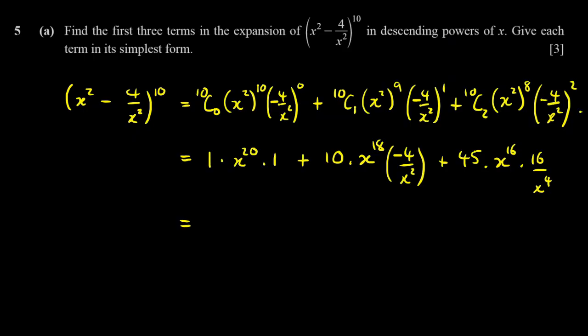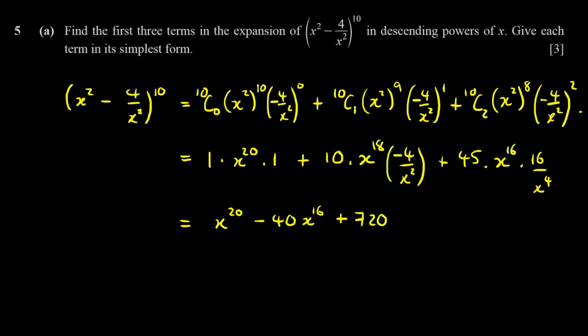So now if I multiply these things out, I've got x to the power of 20, minus 40, because 4 times 10, and then x to the power of 18 divided by x to the power of 2, that's x to the power of 16, because I subtract the powers. Lastly, I've got 45 times 16, which is 720.